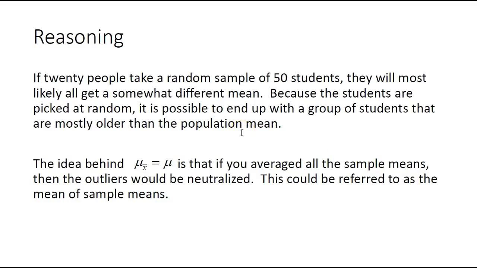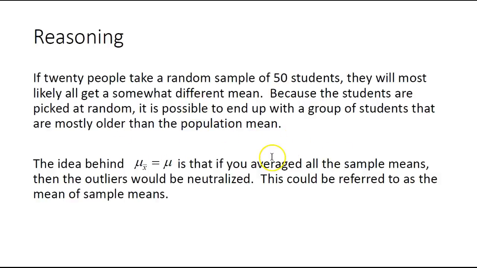Why? Well, if Jim took 50 students and got their average, Bill took 50 students and got their average. Let's say 20 people do this, so we get 20 averages. Maybe nobody has exactly 24. But if we took all those and averaged them together, we'd expect to get closer and closer. So the idea is that the more samples you take, the closer that would get you to the mean.